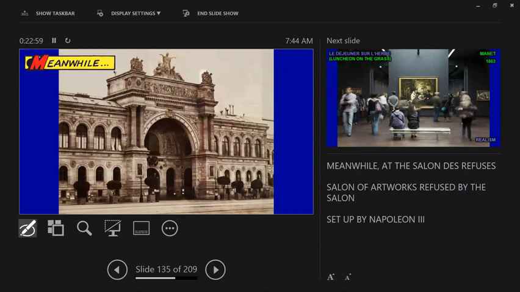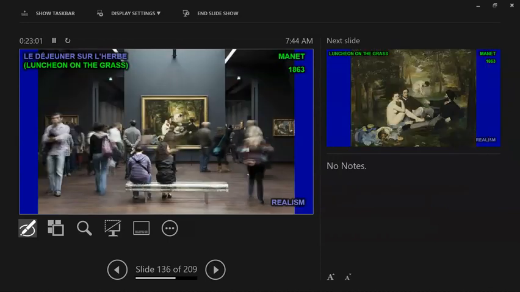The next painting was part of the Salon des Refusés. It's this one right here. Le Déjeuner sur l'Herbe. And everybody knows it as Luncheon on the Grass. If this painting shows up on the slide ID, I will give you bonus points, extra credit, if you also include the French title.